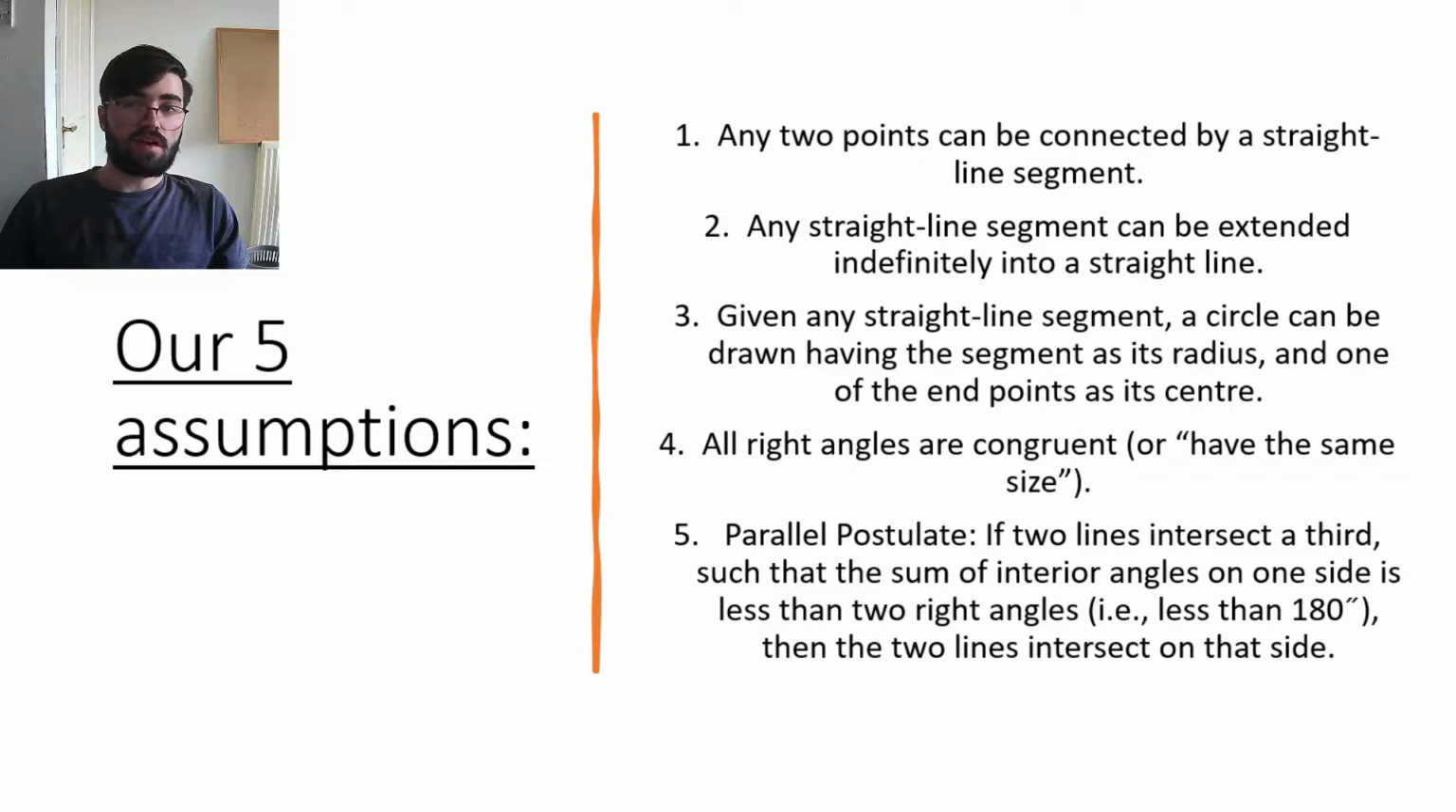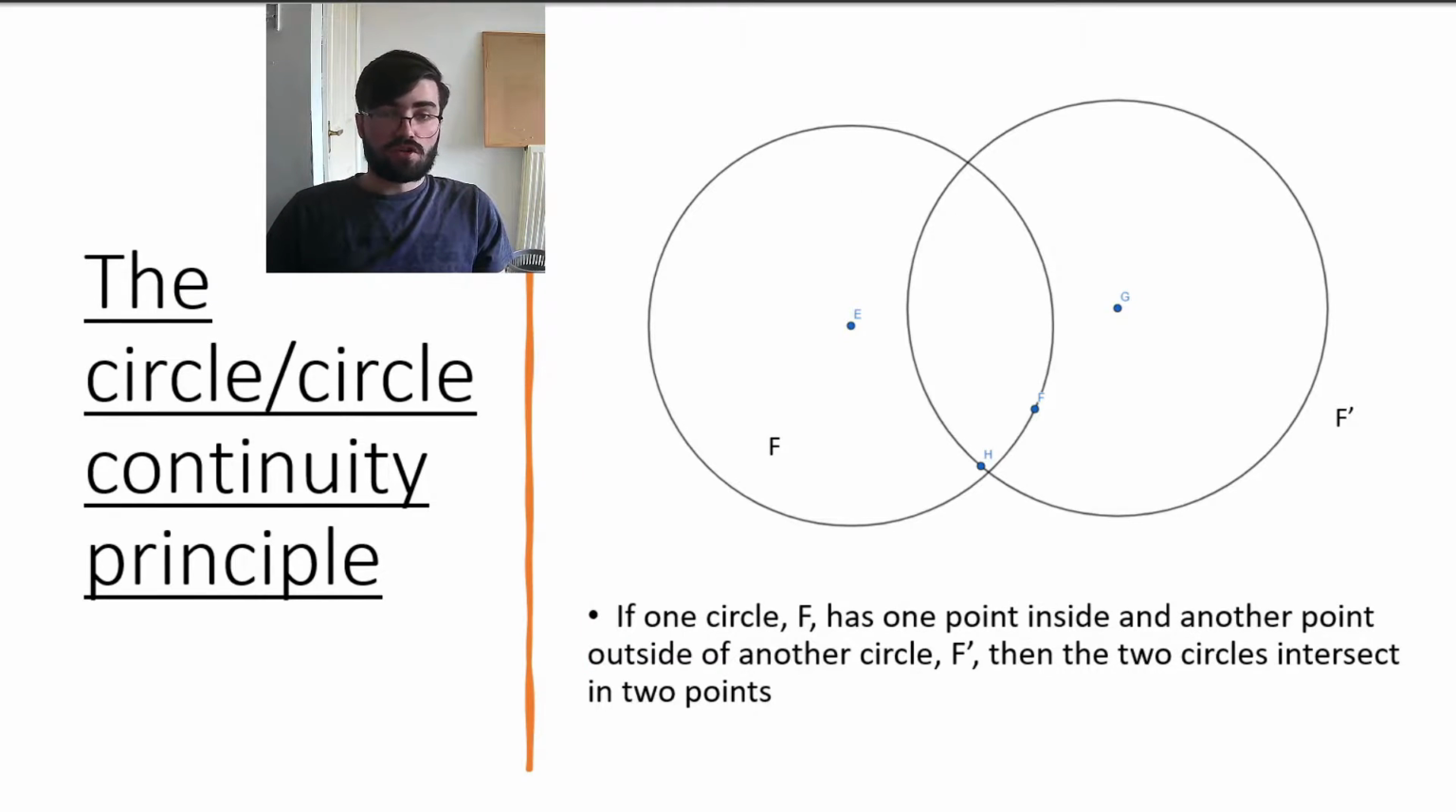So first things first, I'm not going to read them again, but these are our 5 assumptions again, which I'm sure by now that we're familiar with. And additionally, we have the continuity principle, where if we have 2 overlapping circles, then we are assured by this principle that they must intersect at 2 points.